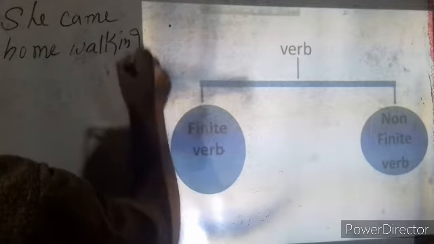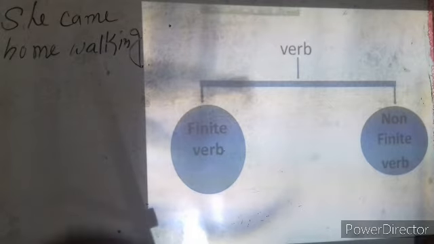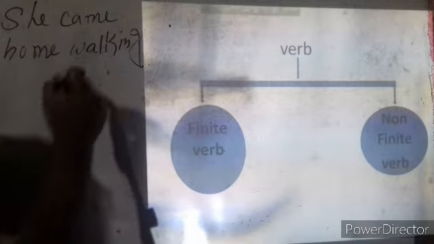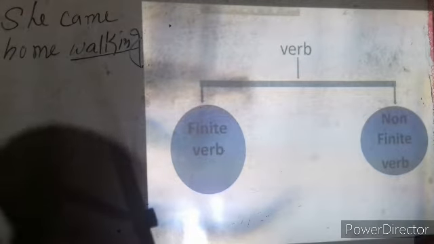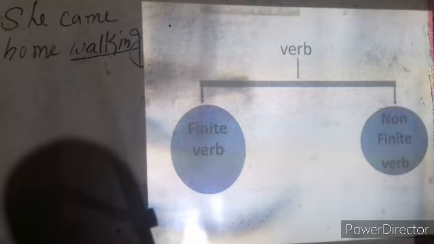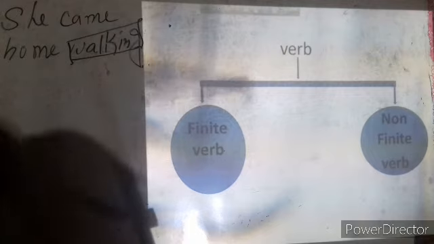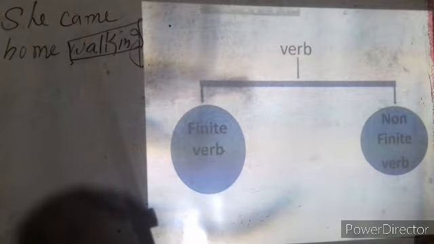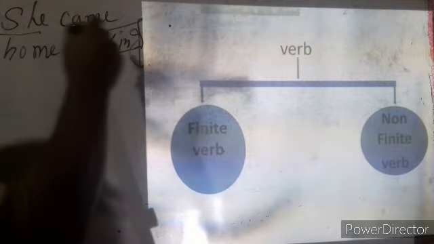She came home walking. Look at this sentence. She came home walking. This is another kind of verb, walking. And if we observe, we will find that this kind of verb cannot be changed according to subject and number. Here, she came home walking.